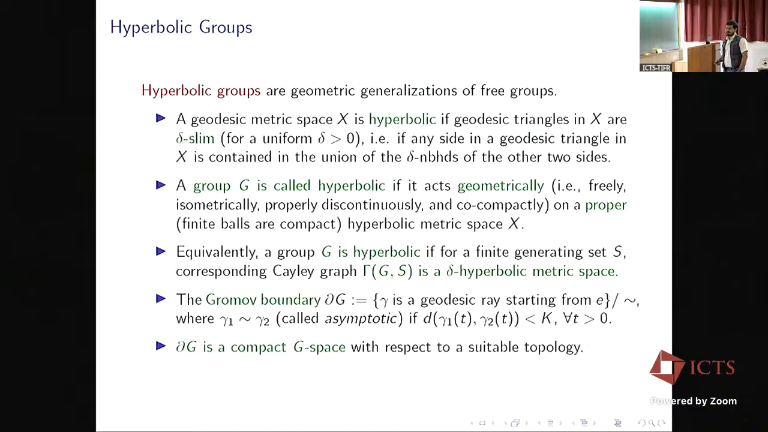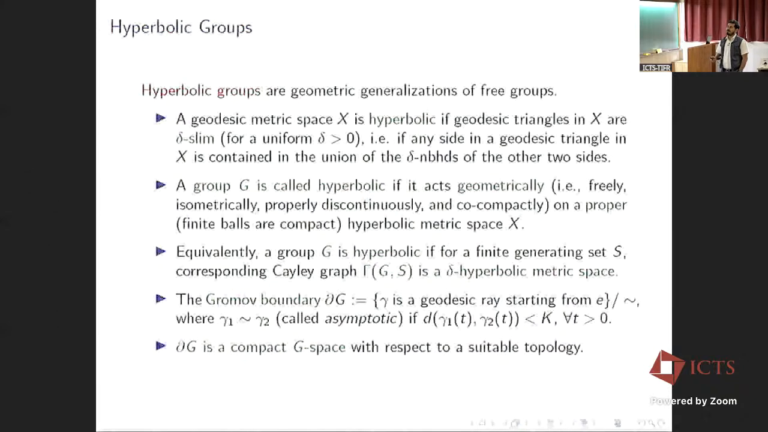Now, the next example would be of hyperbolic groups. Hyperbolic groups are generalizations of free groups, and a geodesic metric space would be hyperbolic if all geodesic triangles are delta-slim for some uniform delta, which means that if I take a delta neighborhood of two of its sides, the third side will be contained in the union of those delta neighborhoods. And a group would be called hyperbolic if it acts geometrically on a proper hyperbolic metric space. This guarantees the group is finitely generated.